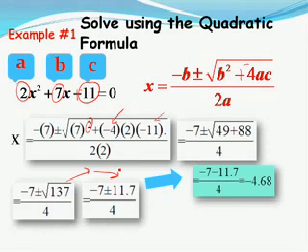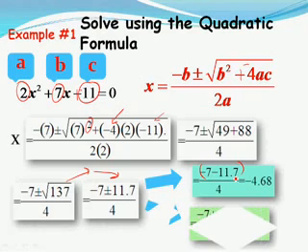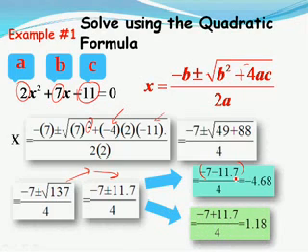First, it should be -7 minus 11.7 divided by 4. Don't forget that you have to do the numerator first and then divide by the 4. And my first solution is -4.68. And accordingly, my second solution is -7 plus 11.7 divided by 4, and it is 1.18.